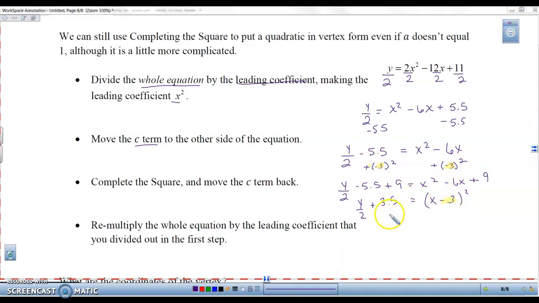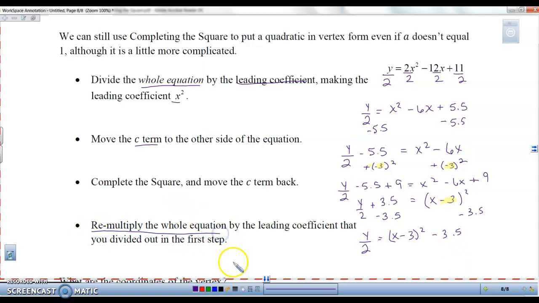All right, now we have to move the 3.5 back to the other side, move the c term back to the other side. So we completed the square and moved the c term back. So that gives me y over 2 equals x minus 3 quantity squared minus 3.5.